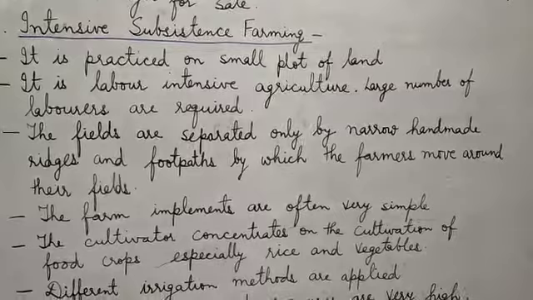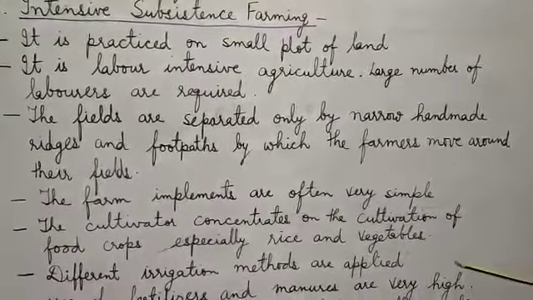Next, it is labor intensive agriculture. That means it requires lots of laborers. Okay, a large number of laborers are required. So most of the work is generally done manually. Machines are hardly used in this kind of farming in India. The fields are separated only by narrow handmade ridges and footpaths by which the farmers move around their fields.